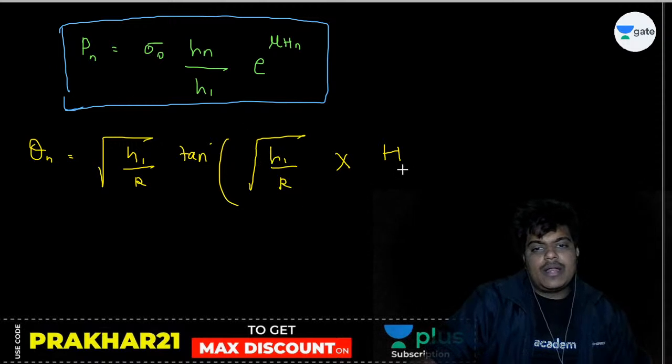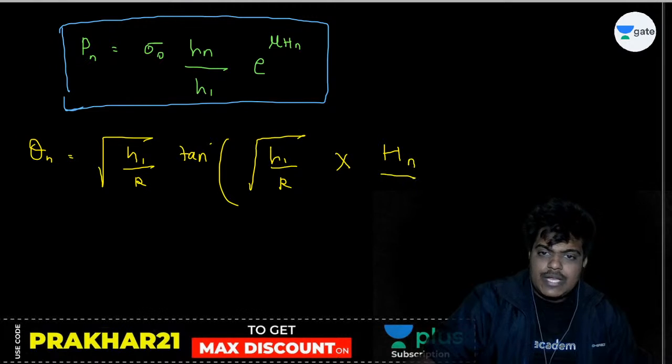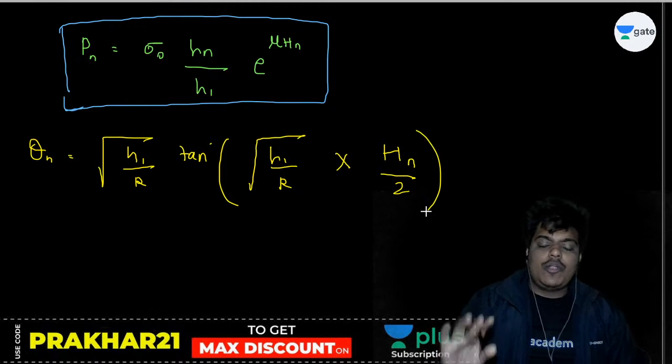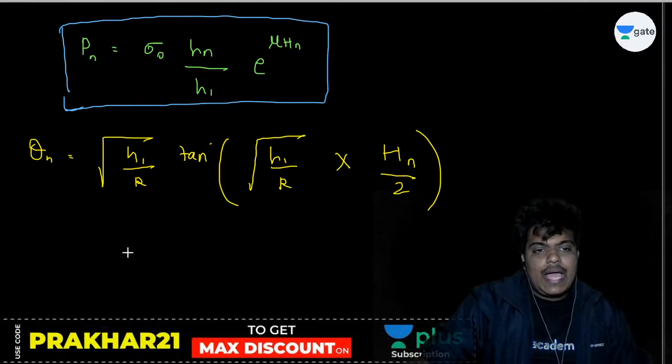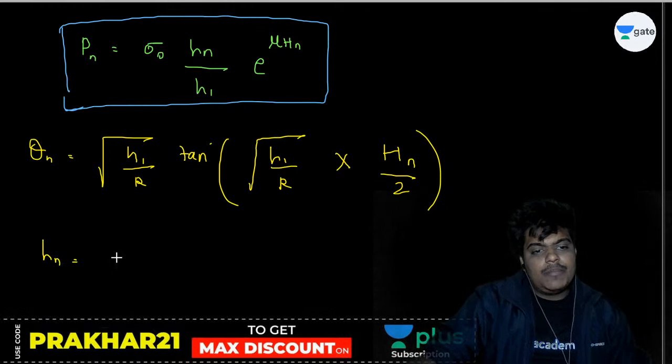H1 divided by R into Hn divided by 2. This is the formula, H1 R Hn 2, you already know. And now, what is the height of the neutral plane? This is equal to H1 plus.